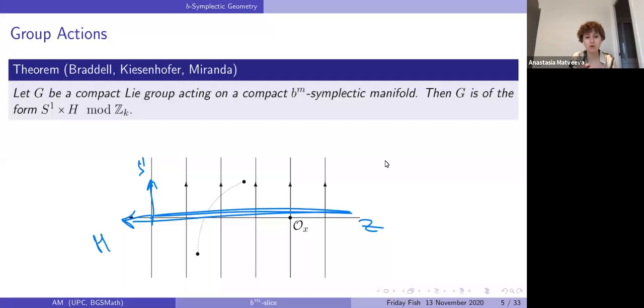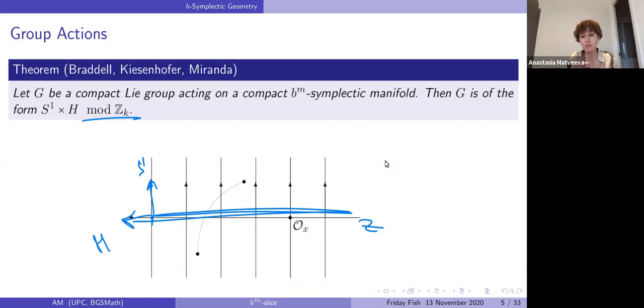And that's an important thing, that the action that you have is not arbitrary. It may not have an S1 component, but if it has, it always splits into a product like that. And then H is an arbitrary group that acts on the leaves. That's what happens on the covering, but sometimes on the manifold itself, it can be quotiented by the finite group that comes from the isotropy group.